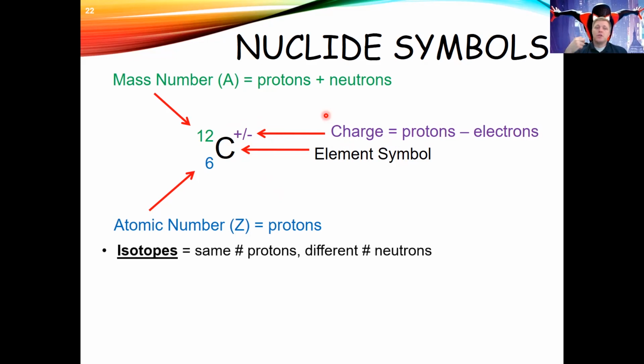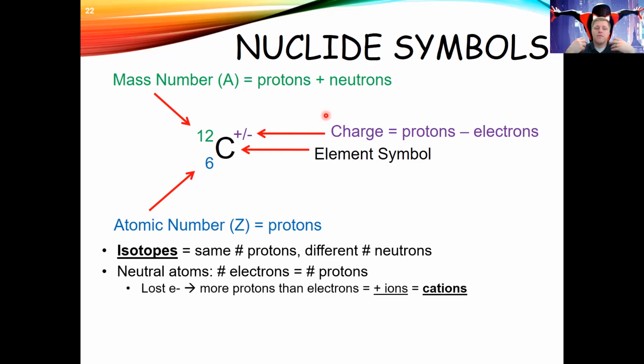And in isotopes, you have the same number of protons, but a different number of neutrons. So it's the same element, it just weighs different. We have neutral atoms now, which is a term I'm giving to you. In neutral atoms, you have the same number of electrons as you do protons, right? So the positive charge of the protons cancels out the negative charge of the electrons.